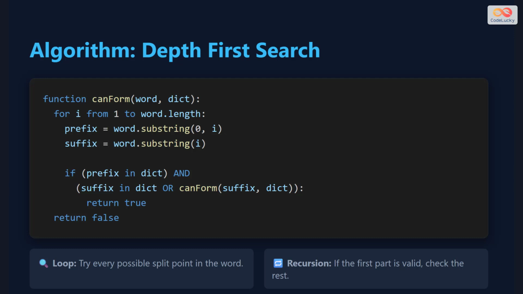Here is the core logic. We define a function called canForm. We loop through the word, splitting it at every possible position into a prefix and a suffix. If the prefix exists in our dictionary, we then check if the suffix is either in the dictionary itself or if it can be further broken down recursively. If both conditions are met, we return true.